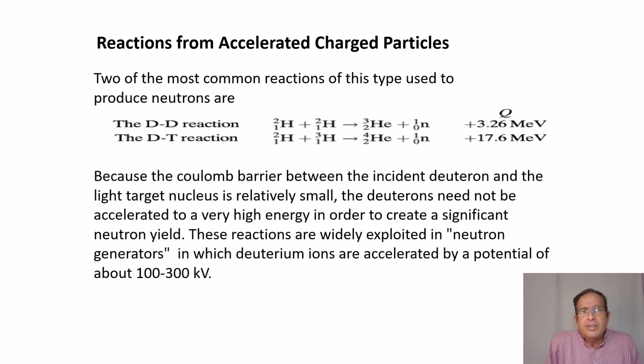Now these are fusion reactions, and the Coulomb barrier between the incident nucleus and the light target nucleus is relatively small. Why is it small? Because the charge of these nuclear species is small. They are lighter nuclei with a small charge, and so the Coulomb barrier, which is going to prohibit the fusion of these two nuclei, is very small, so a small energy is required for the incident beam. So almost around 100 to 300 keV potential is required to accelerate the deuterium ion, and that much is sufficient for the fusion reaction.